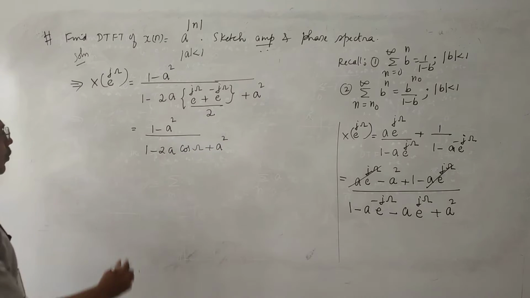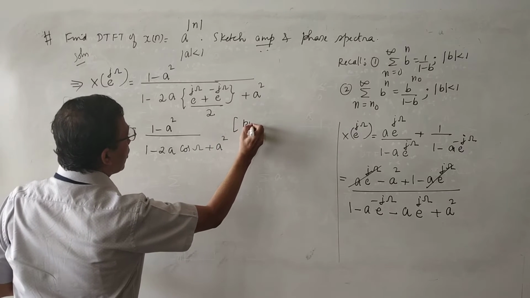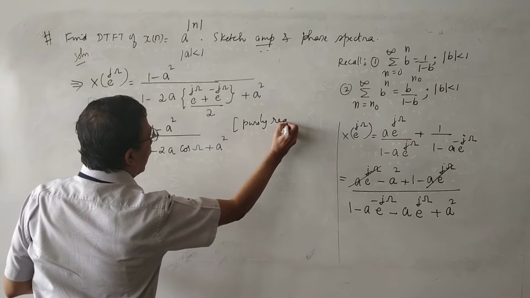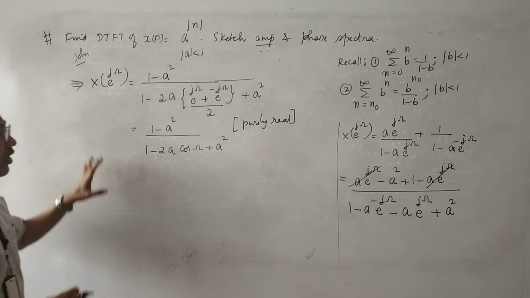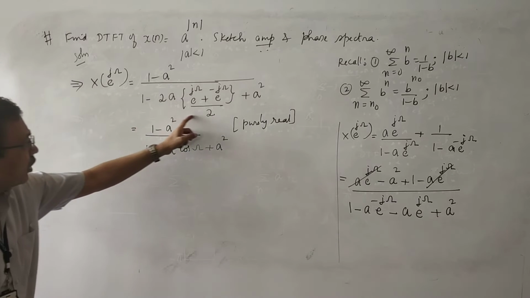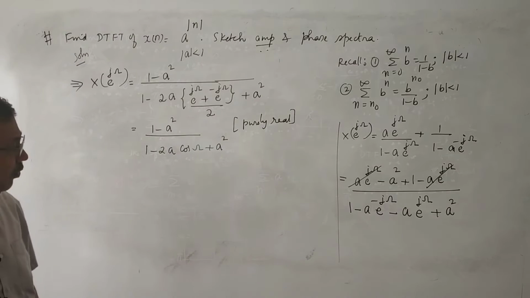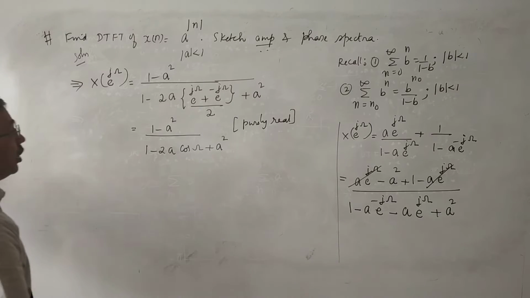See, X of e power j omega is purely real. This is in agreement with what I told. X of n was a real signal, also it was an even signal. Therefore, its DTFT has no imaginary content. It has got only real content. Now we have to plot it. Now we have to plot the spectrum.